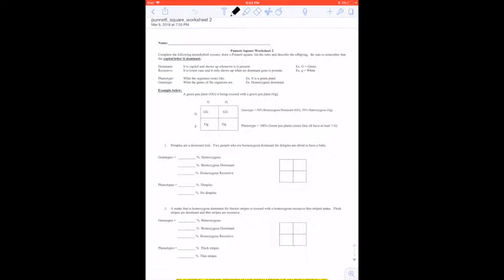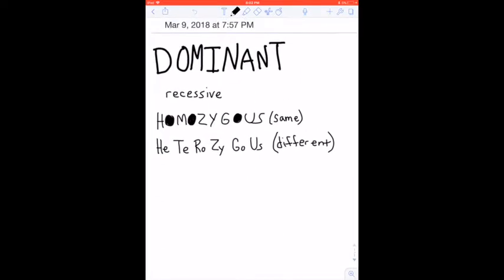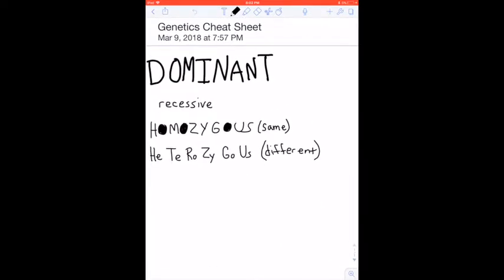Before we start the Punnett Square Worksheet, you should really make sure that you know all the vocabulary words. You should have a cheat sheet like this in Notability, labeled Genetics Cheat Sheet. If you look at the top left corner, you have 4 of the main words you'll be using today. Dominant means the stronger gene, so it's written in all capital letters. Recessive means the weaker gene that's symbolized by a lowercase letter.